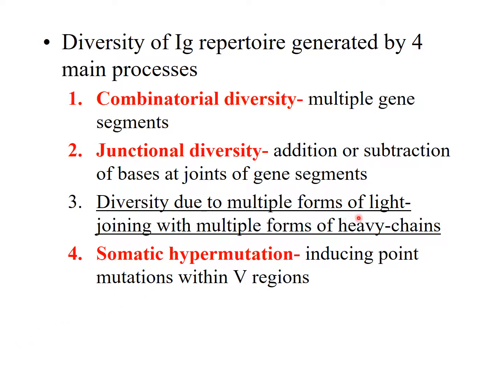Now it's also going to be the different light chains going with different heavy chains. Which kappa, which lambda? Is it going to be a kappa or a lambda joining with the H chain for this B cell?